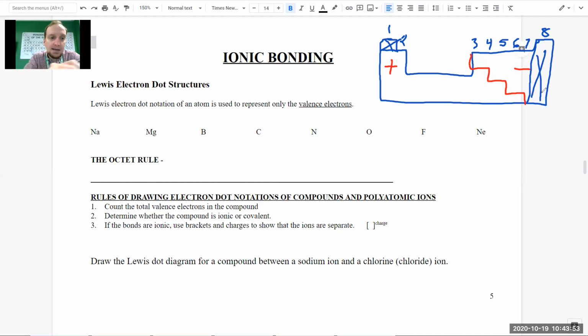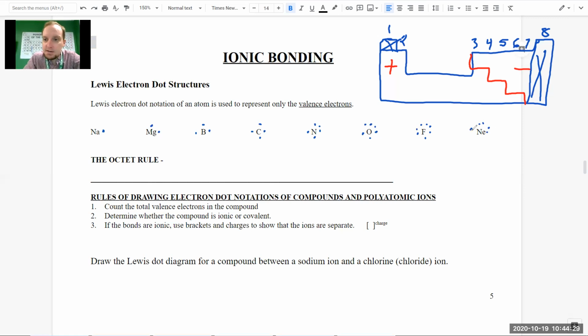So sodium, again, is an alkali metal. It's in group 1, so it's going to get 1 dot. Magnesium's in group 2. It's going to have 2 dots. Boron is in group 3. It's going to have 3 dots. Carbon has 4 dots. Nitrogen has 5 dots. Oxygen has 6 dots. There we go. And fluorine has 7. And of course, neon has 8.